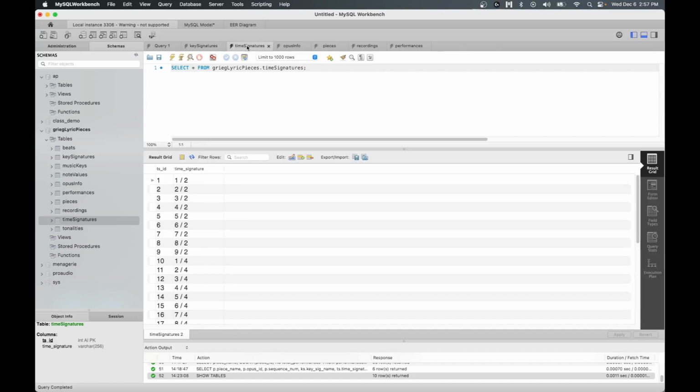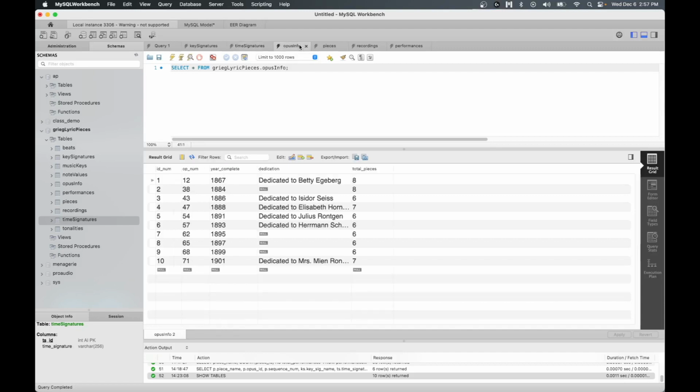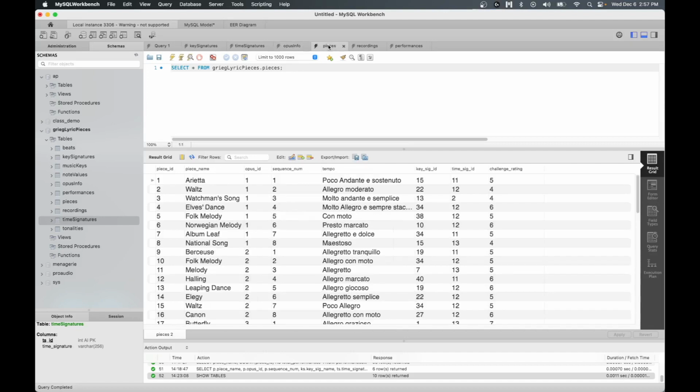The time signatures table lists the many possible time signatures that could be used. The opus info table lists the 10 collections of lyric pieces. And the pieces table lists all of the pieces.